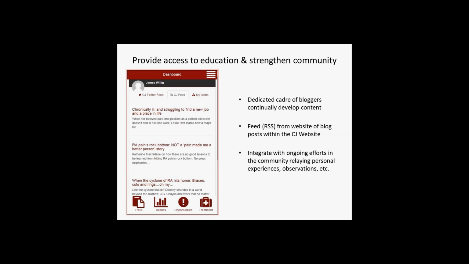This is how we provide access and education and strengthen the community. We bring in content from the Creaky Joints website to this app, where you can have all the bloggers here. You have the information there.